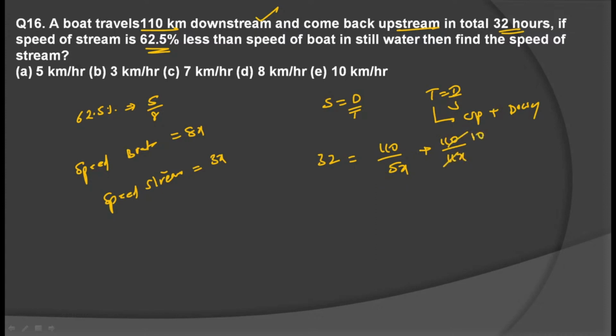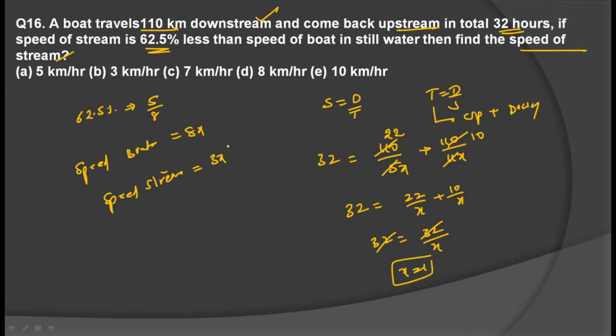Now 11 ones are 11, 11 fives are 55, 22. Now 32 exactly equal to 22 by x plus 10 by x. Now 32 exactly equal to 32 by x. 32, 32 cancel, then we can get x is equal to 1. Now here the question, what is the speed of the stream? Guys, speed of the stream value becomes exactly equal to 3x. So 3 into 1 is equal to 3 kilometers.